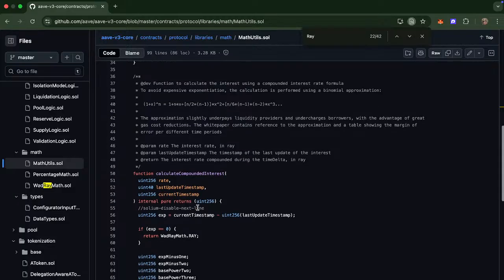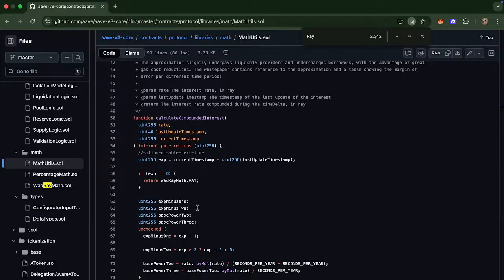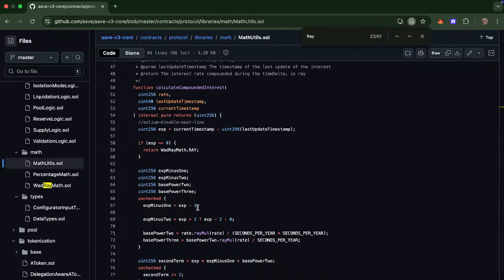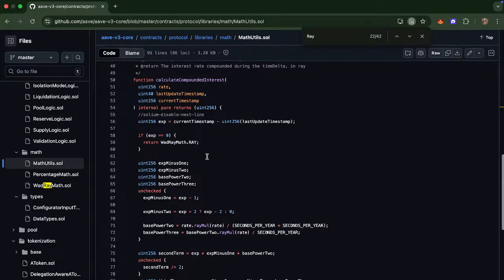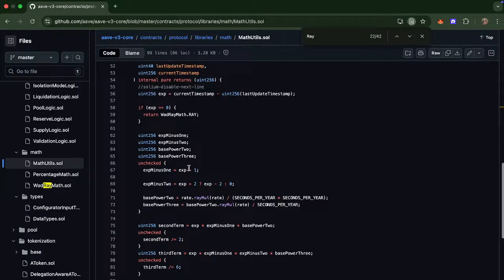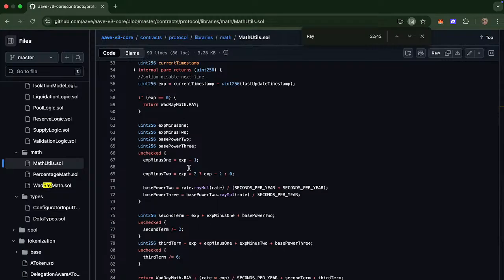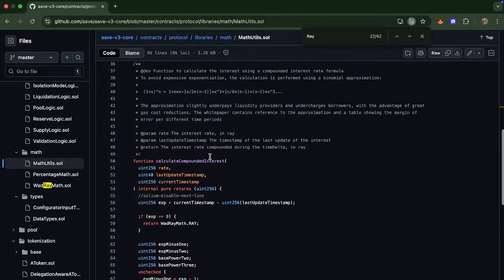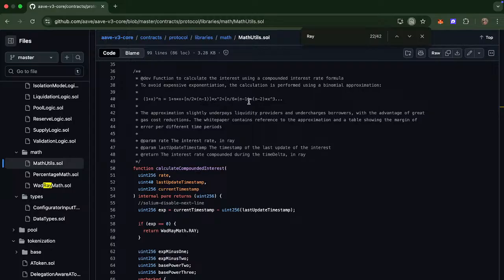let's see how it is doing. Current timestamp minus last updated timestamp. If it's 0, then there is no need to calculate. And then exponent minus 1, minus 2, base power 3. Yeah, so here we have exponent minus 1, minus 2, base to the power 3.